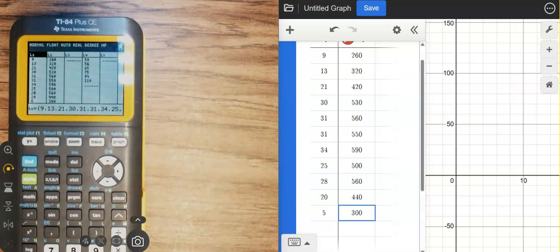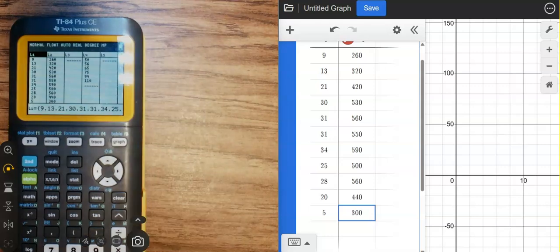Alright, so how do we take a look at this data? Let's do it on the graphing calculator first.